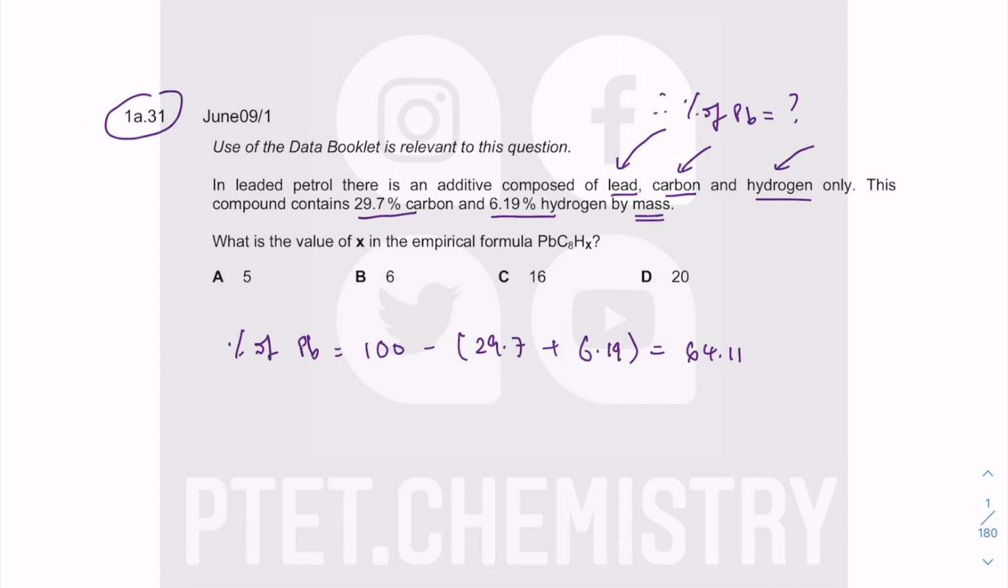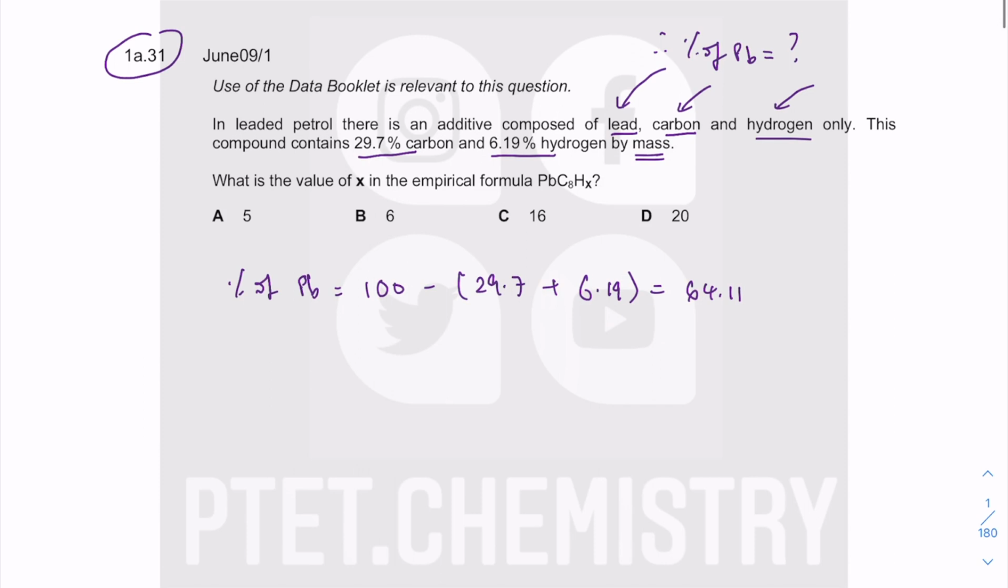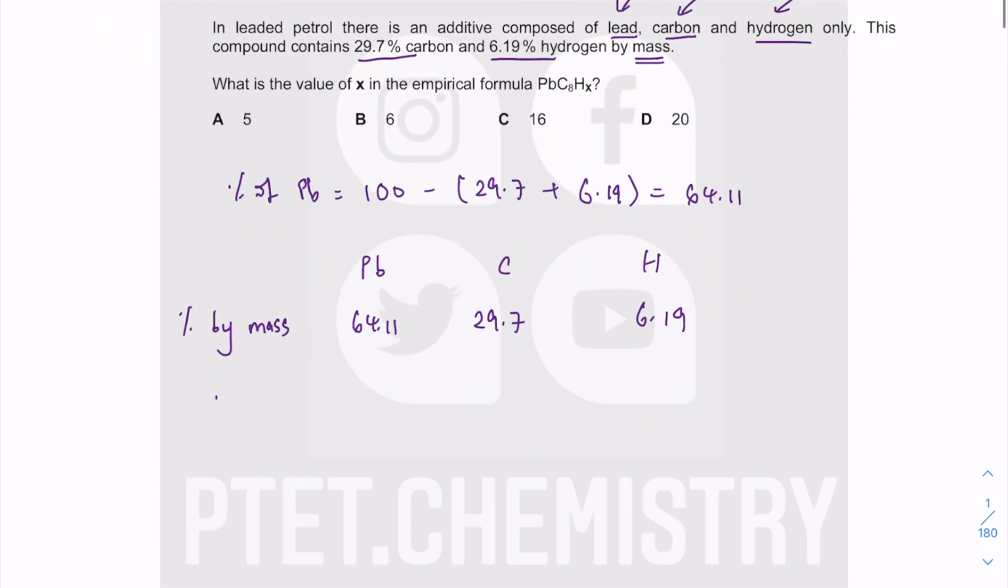So what next? This is basically a calculation of empirical formula. If you set up lead, carbon and hydrogen, I will have percentage by mass. Lead is 64.11, carbon would be 29.7%, and hydrogen is 6.19. And if I want the mole, mole is going to be the mass divided by the relative atomic mass.